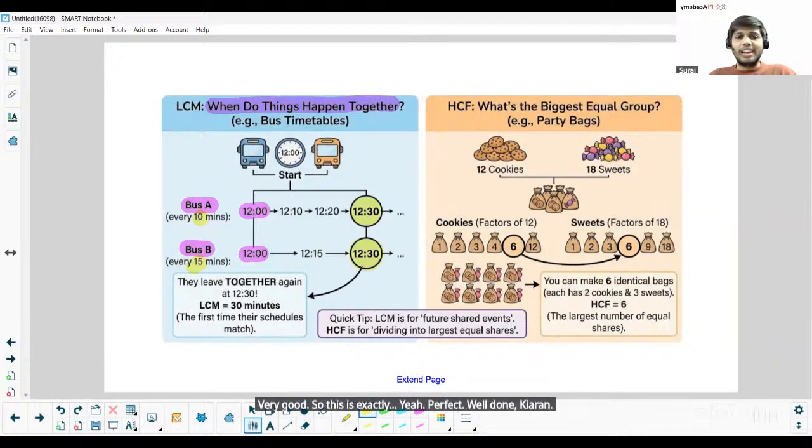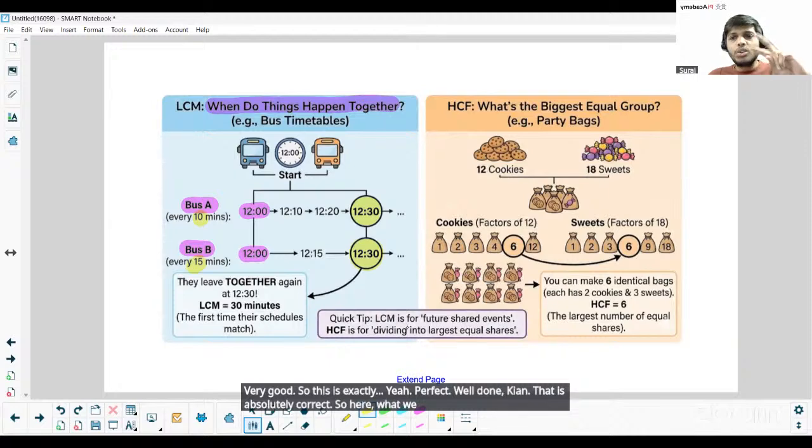That is absolutely correct. So here what we have done is there are two numbers given to us. One is 10, the other one is 15.